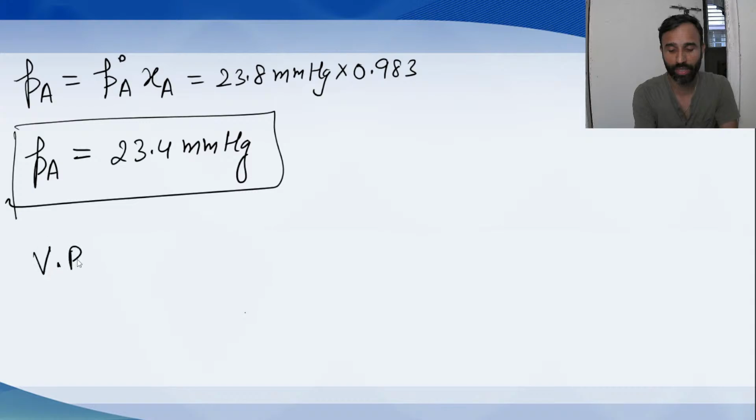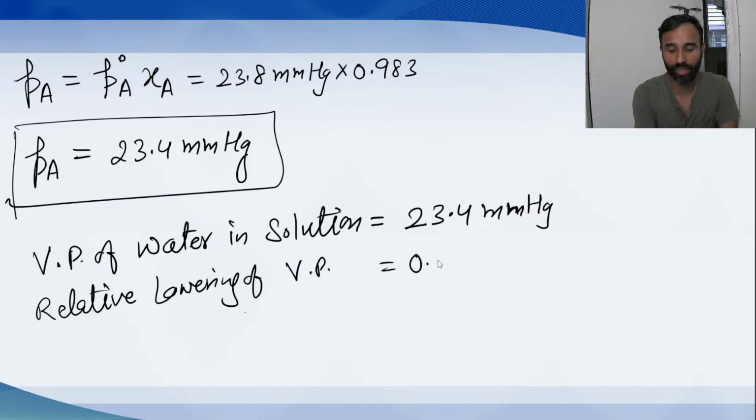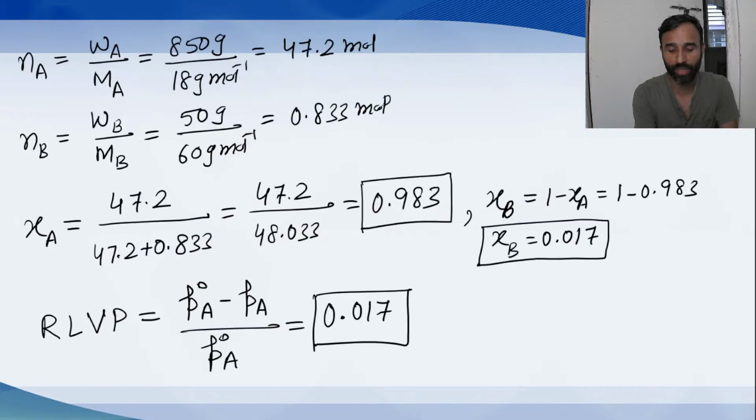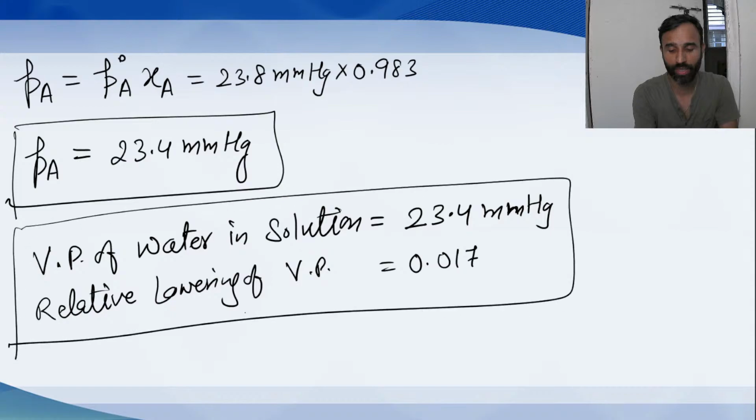That vapor pressure of water in solution is 23.4 mm Hg, and relative lowering of vapor pressure is 0.017. Okay.